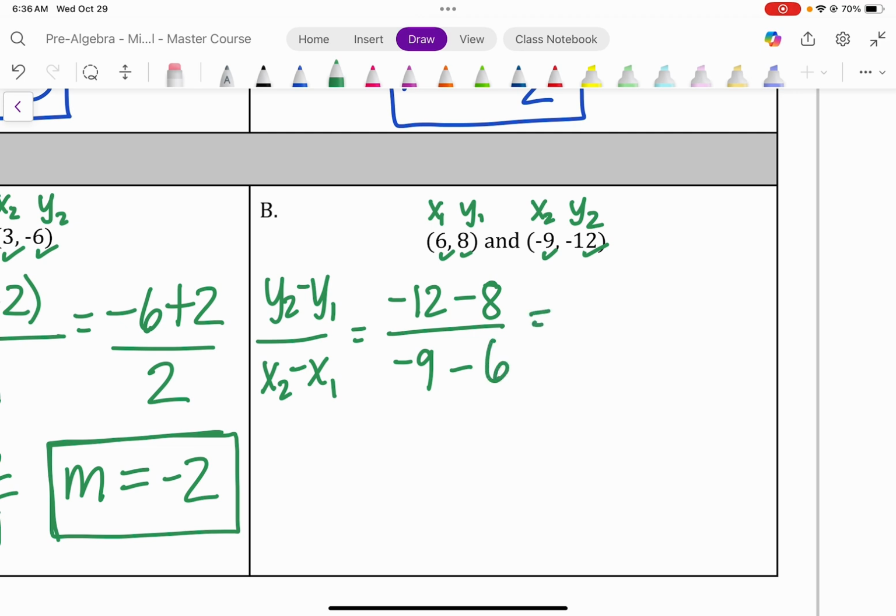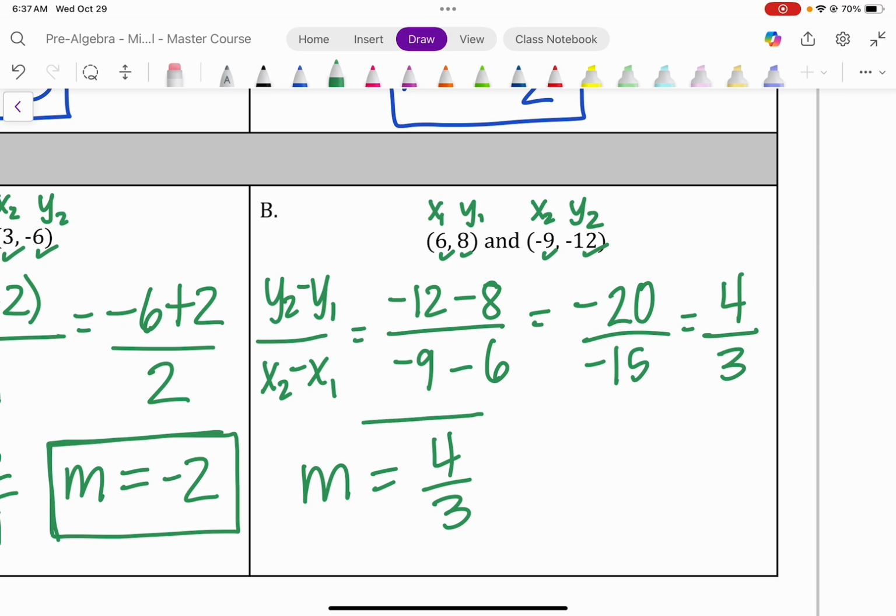So spend $12, spend $8, that's like spending $20. And negative 9 minus negative 6, spend $9, spend $6, that's negative 15. And a negative over a negative gives me a positive, and 20 over 15. So the number that goes into 20 and 15 is 5. So 20 divided by 5 gives me 4, and 15 divided by 5 gives me 3. So my slope is 4 over 3. Do not change it to a mixed number. We're just going to leave that improper.